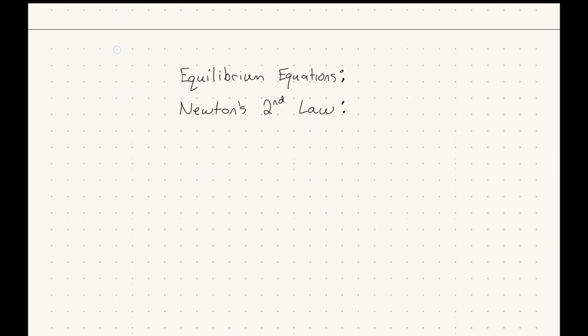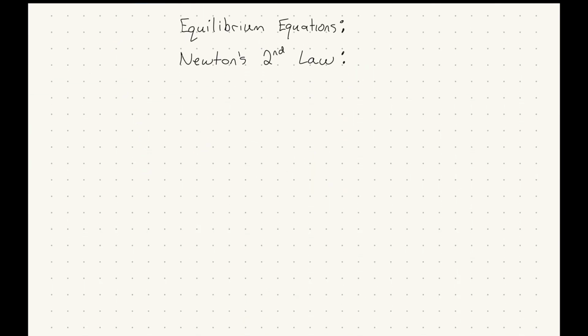Alright, let's get into our equilibrium equations. Our equilibrium equations come from Newton's second law, which says that the sum of forces acting on a system is equal to mass times acceleration. However, our systems are at equilibrium, which means acceleration is equal to 0.